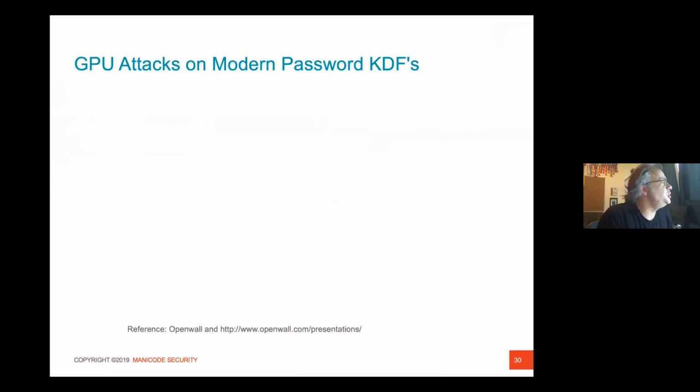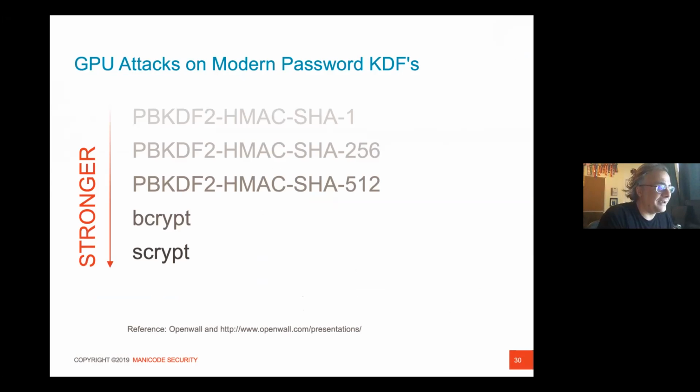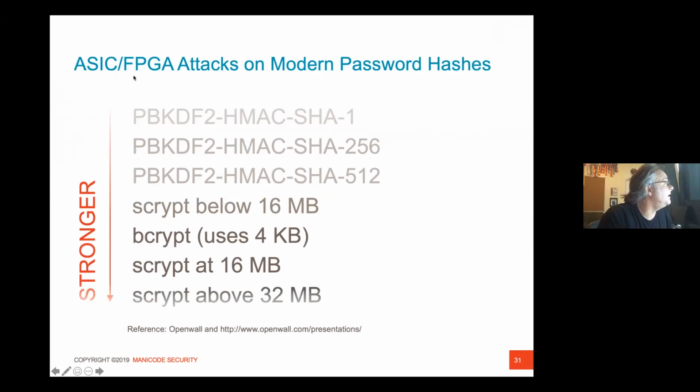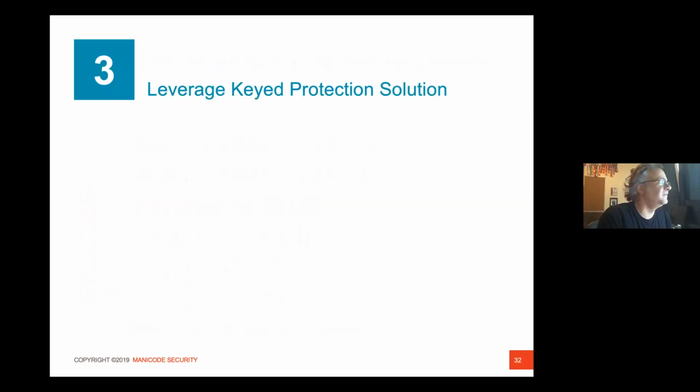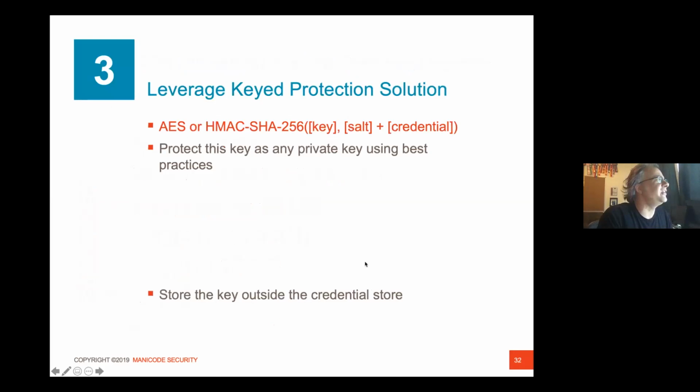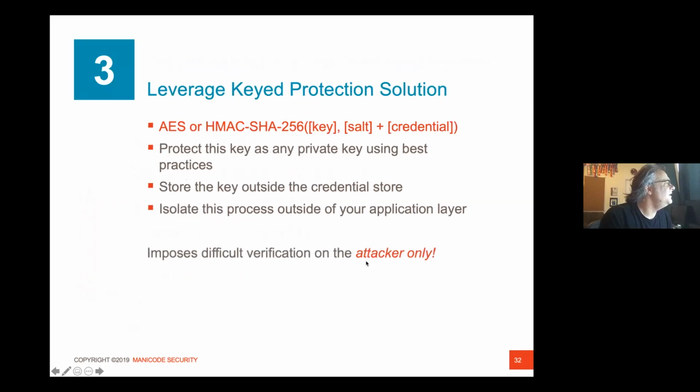If we're worried about GPU rigs, Scrypt is best. If we're worried about custom hardware, FPGAs and ASICs, we want Scrypt with a 32 meg memory usage as well. And this could affect your performance, so please do load balancing rigorously before migrating to one of these performance sensitive systems. As a final sanity step, by all means, use key protection.